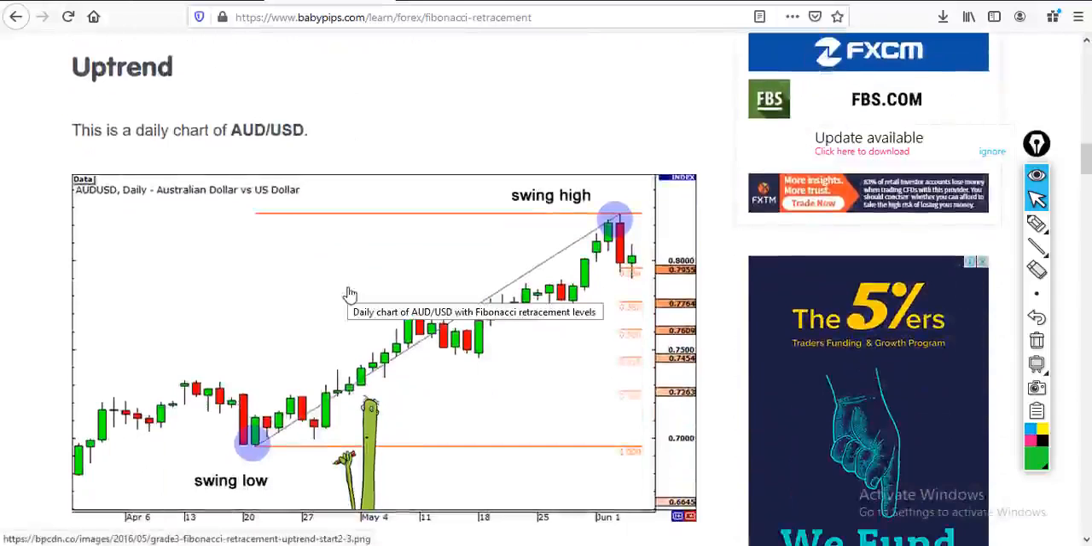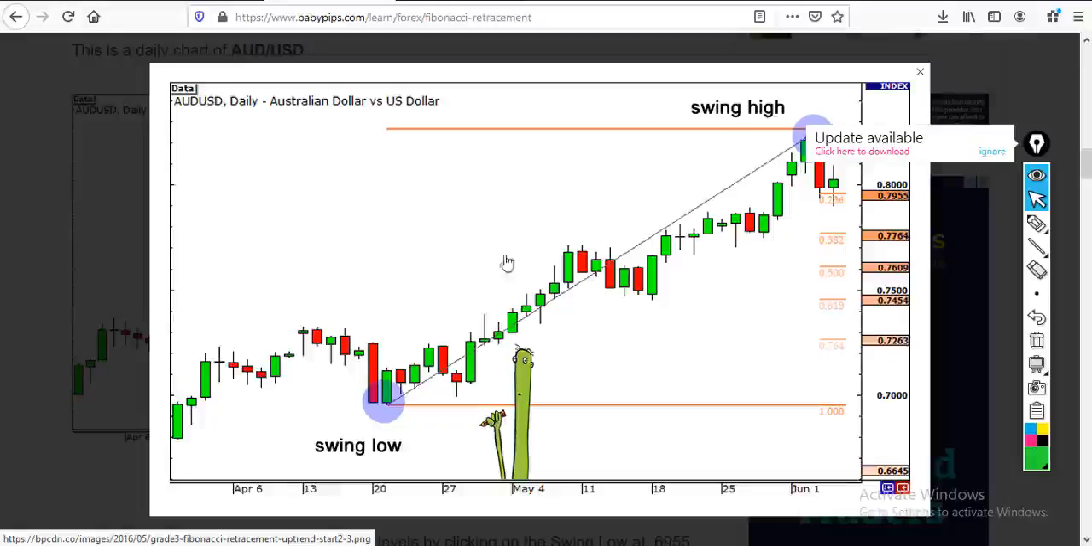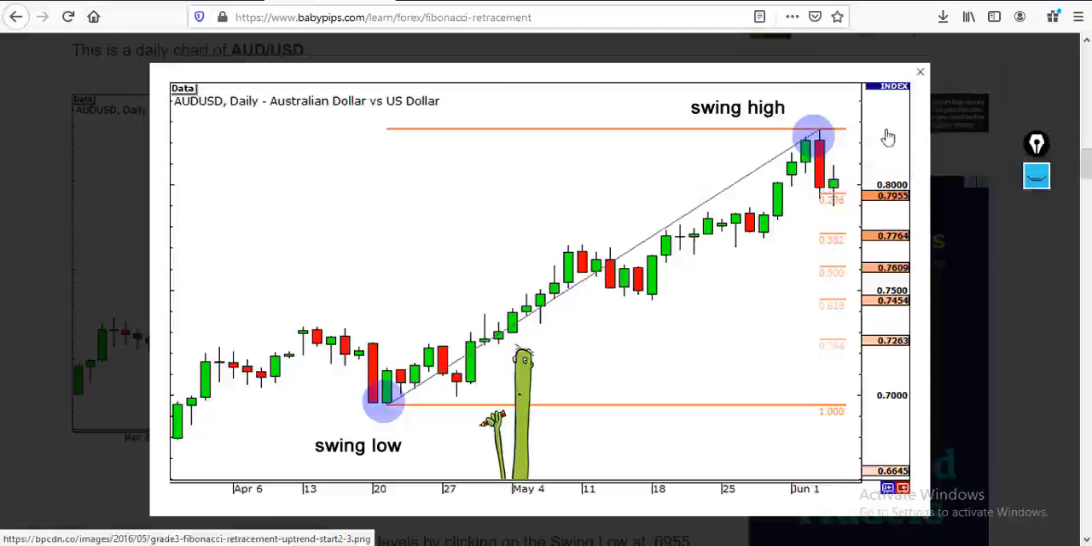This is the AUD daily chart. In the example we have here, the Fibonacci retracement level was taken from the swing low and drawn to the swing high, from the lowest point to the highest point of the trend. And you can see from the side here, the price area is right here.